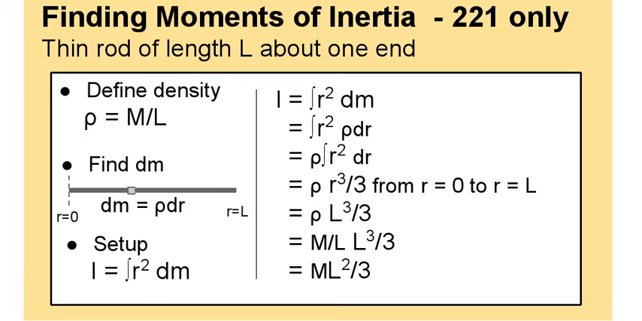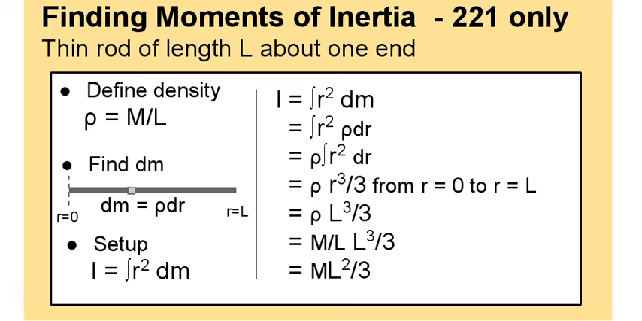Now, this is for 221 people, so if the 201 people want to go away at this point, that's fine. This is how they made that table. This is how they got those values for the moment of inertia for continuous objects.